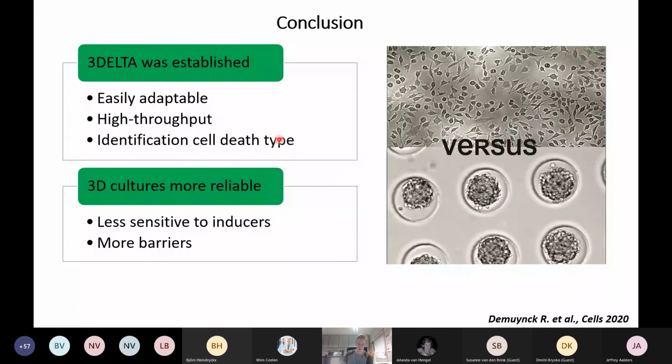being induced during treatment. In this work, it was also shown that 3D cultures are more reliable to the in vivo condition, presumably because there are more barriers present, making them less sensitive to therapy, as often can be seen in vivo.